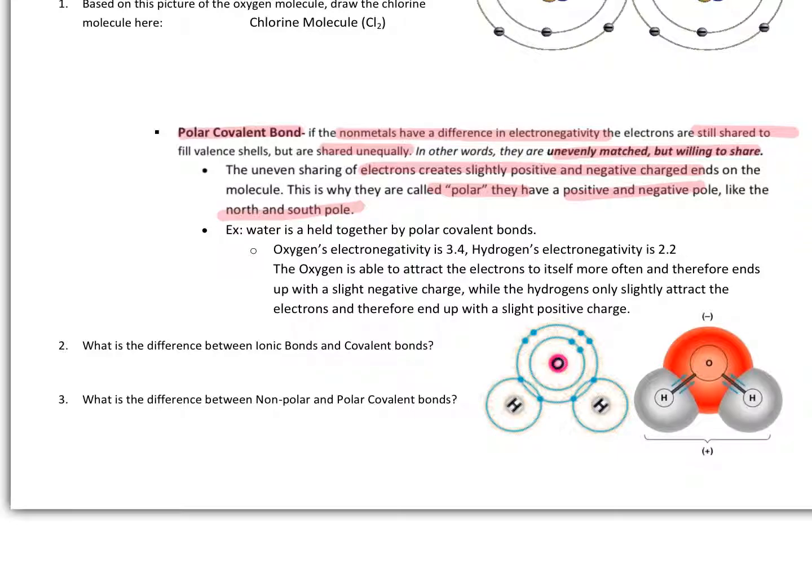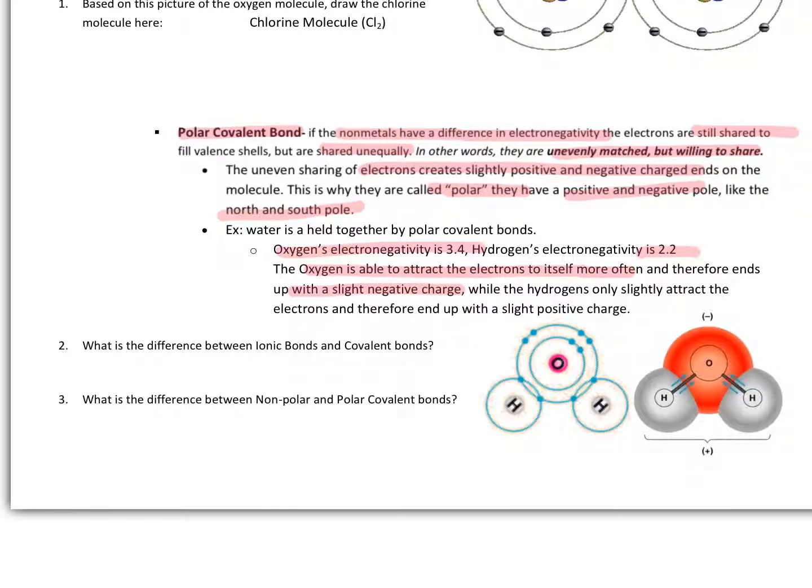So why is water polar? Well, oxygen's electronegativity is 3.4. Hydrogen's is 2.2. So the difference in these is 1.2. It's still less than 1.7, so neither one of them is capable of actually stealing the electron. But oxygen is able to attract the electrons to itself more often. And therefore, he ends up with a slightly negative charge. He's kind of being selfish.